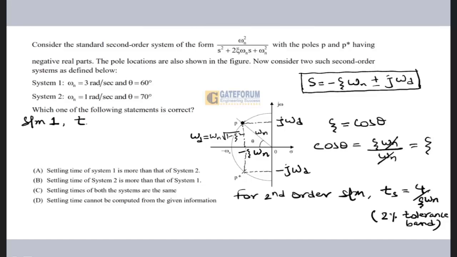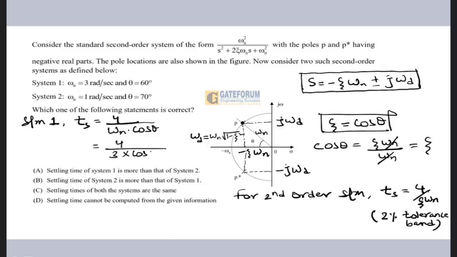for system 1, the settling time will be 4 upon zeta omega n. What is zeta? Zeta is cos theta only. So I'll put that relation here. So omega n into zeta, and zeta is cos theta. So that will be 4 upon omega n is 3 and cos 60. Cos 60 is half. So it will become 8 upon 3.